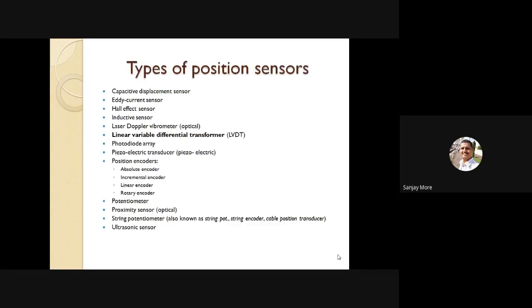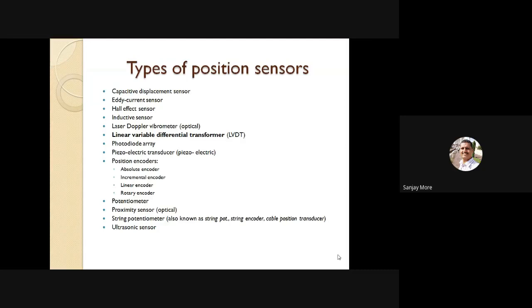Then next, types of position sensor. In our syllabus only LVDT, linear variable differential transformer, is there. For your online exam MCQs, write down all types of position sensors. Give the heading types of position sensors. Under this heading, write down the different types of position sensors.